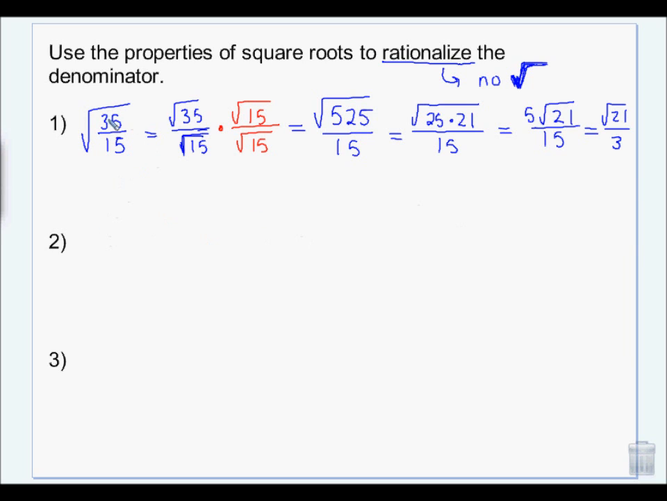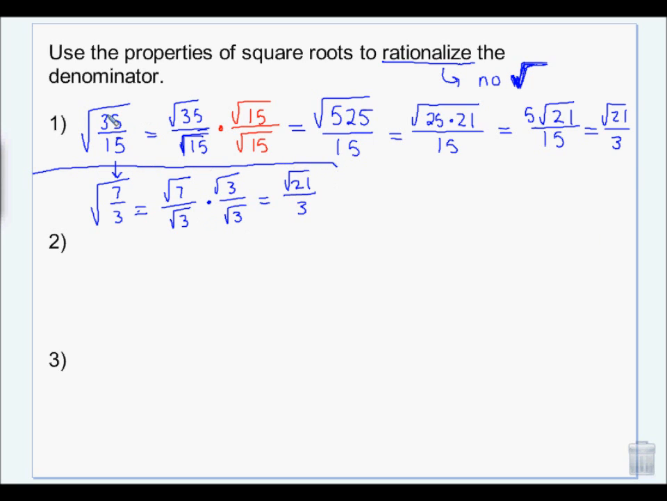Now I could have reduced at the very beginning. Do you see how here I could have reduced? If I had done that, I would have had the square root of 7 over the square root of 3. So I would have multiplied by the square root of 3 over the square root of 3. Same process. It's just a matter of if you see that you can reduce or not. But if you don't see it, you'll still get to the same answer.